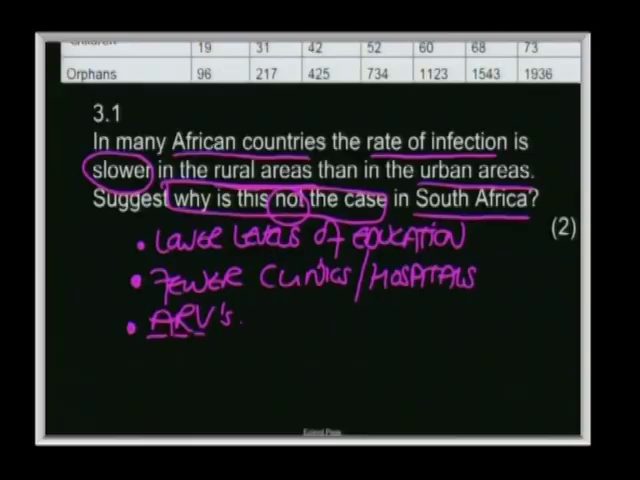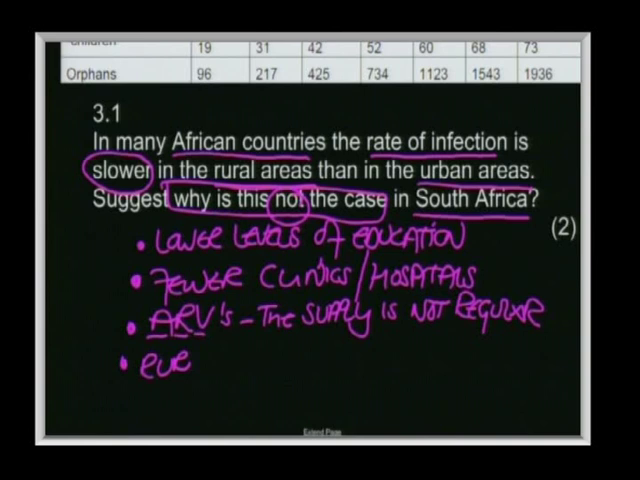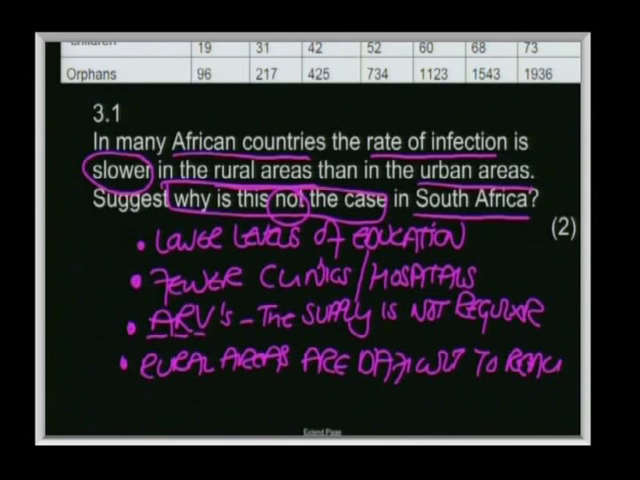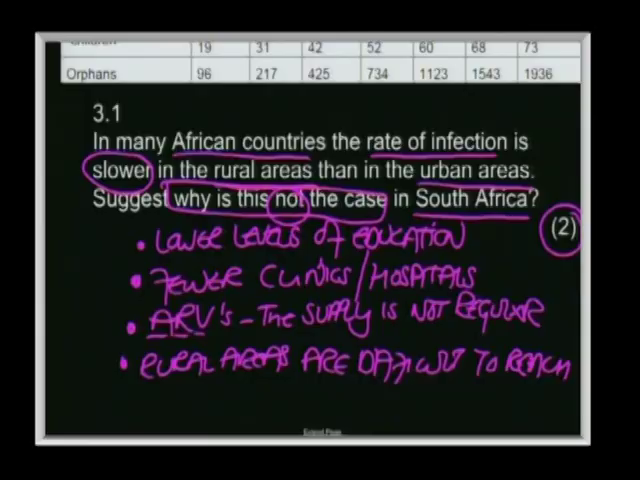Antiretrovirals is the medication specifically designed to help those who are HIV positive. So here, as our next answer, we will say ARVs, we will say the supply is not regular, or we could add in that often our rural areas are quite difficult to reach. Now, I would suggest that for this kind of question, it does not say suggest one way or two ways. Again, look at your mark allocation. In this case, the question is worth 2 marks, thus, of these, give any 2.